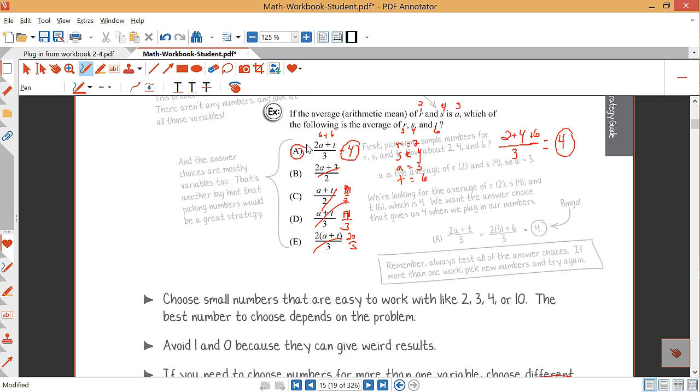If we had gotten another answer choice that was the same as 4, what would you do then? You'd go back and try different numbers. There must have been something in the numbers that you'd chosen. Doesn't happen often, very rarely, but just in case.